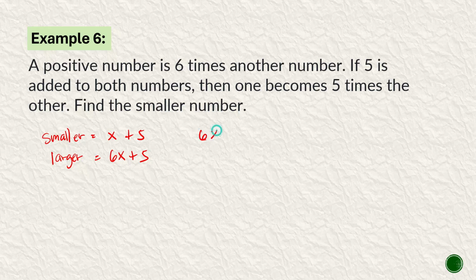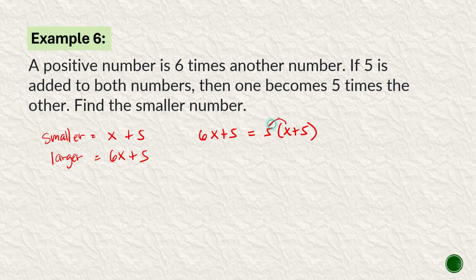So this will be 6x plus 5 equals 5 times x plus 5. Okay? So then 1 becomes 5 times the other. 5 times the smaller now is equal to the larger when you add 5 on both. Now let's just solve this.